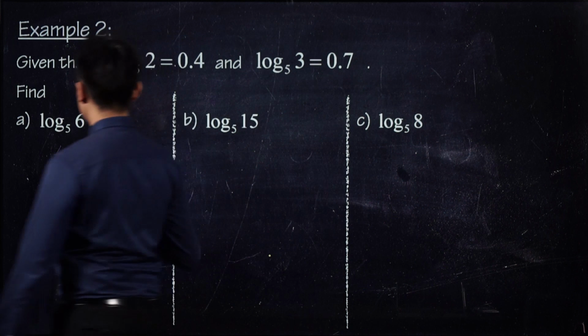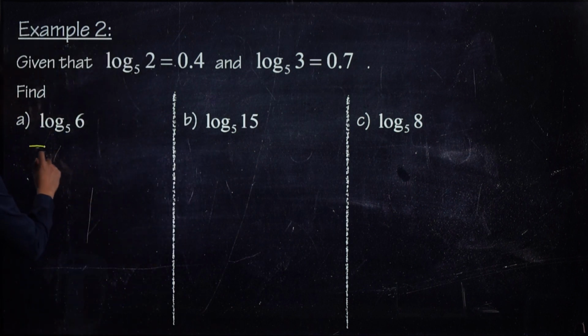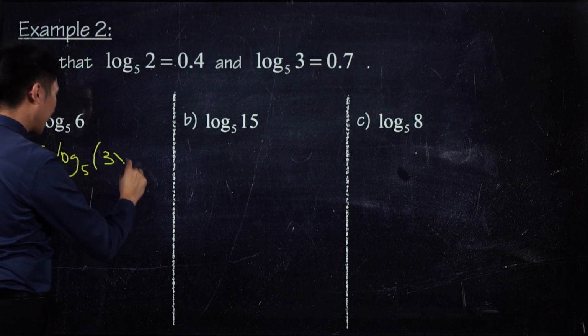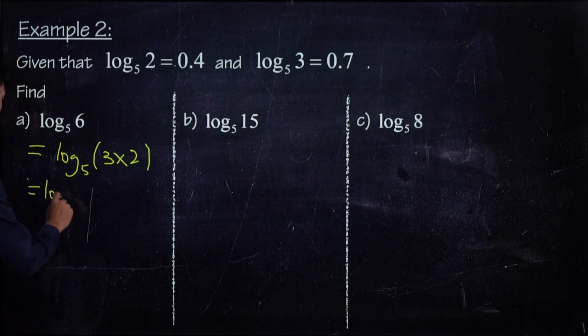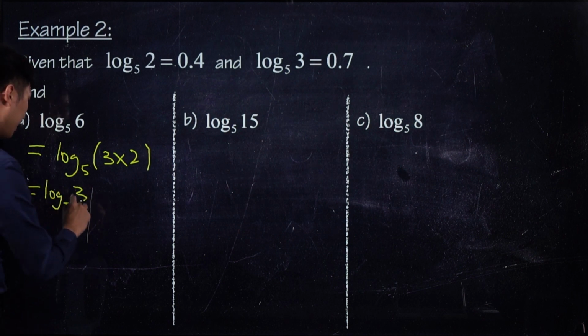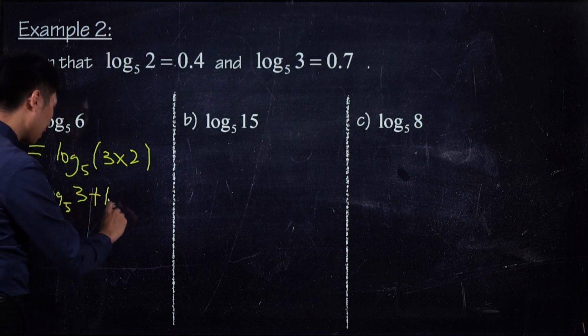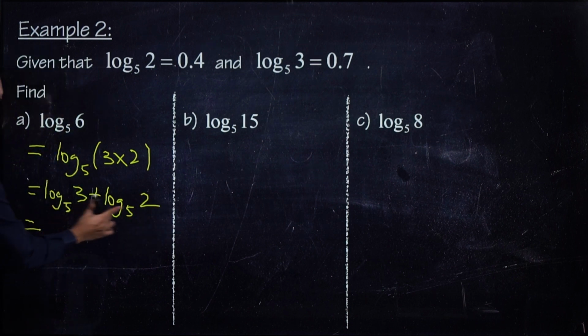Log base 5 of 6. You know 6 is equal to what? 3 times 2. Yes. So inside is 3 times 2. Hence, by the laws that we learned, log base 5 of 3, is it times? No, it's a plus. Plus log base 5 of 2. The answer will be this one plus this one.